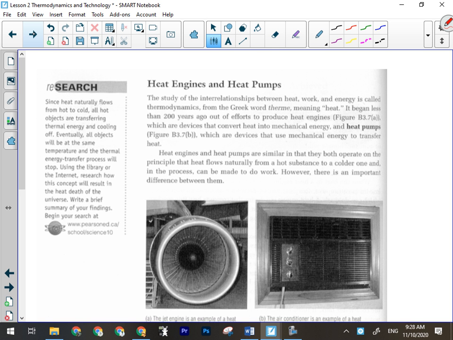Now, heat pumps are the other thing. We briefly talked about how your refrigerator works. Your refrigerator and your air conditioner are heat pumps. What they do is they're active transport for energy, or for heat, or for thermal energy specifically.